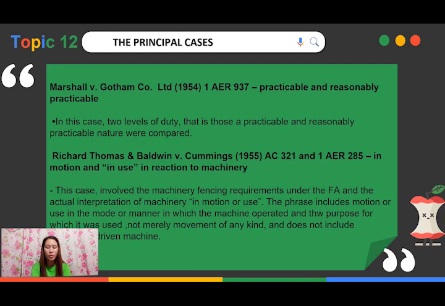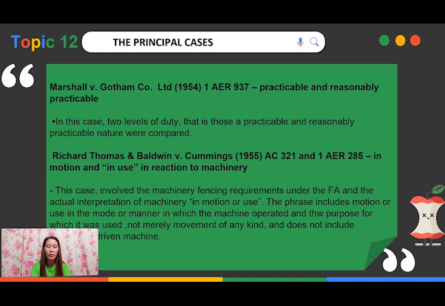So Marshall v. Gotham Co. Ltd., 1954, 1 AER 937. Practicable and reasonably practicable. So in this case, the two levels of that are those of practicable and reasonably practicable. These were compared where lives have been at stake. It should not lightly be held that to take a practicable precaution is unreasonable.